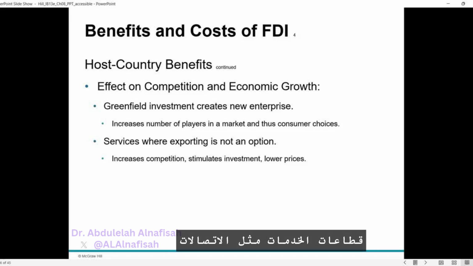In service industries like telecommunications and retail, where services must be produced where they are consumed, FDI's impact on competition is vital. The 1997 WTO-sponsored telecommunications agreement opened markets to foreign investment, promoting fair competition and modernization. This shift increased competition globally, driving investment in network infrastructure, enhancing services, and lowering prices for consumers.